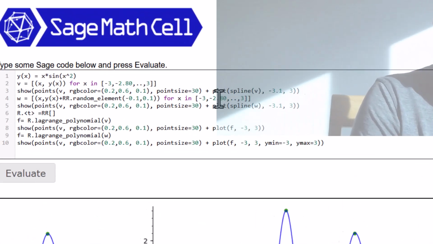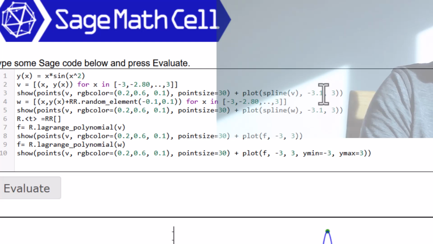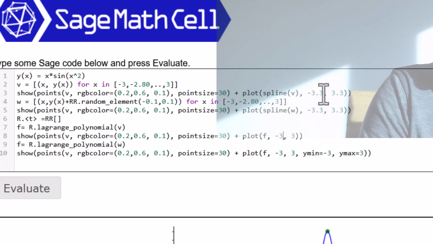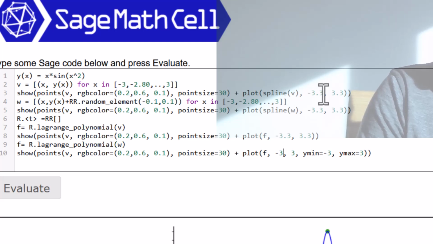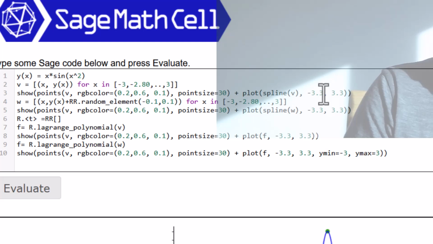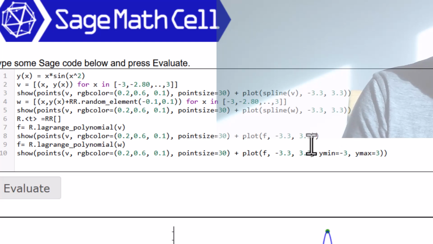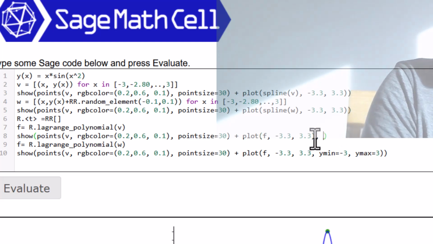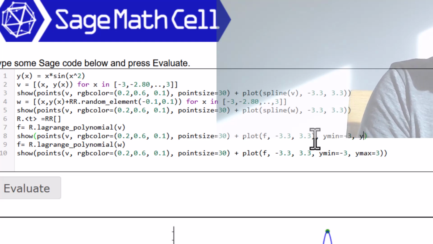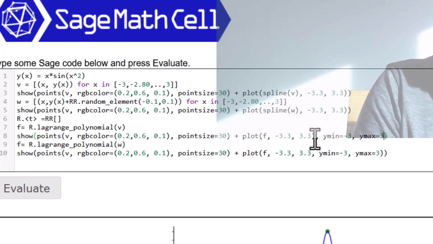So if I instead say, do it this way, 3, 3. See that with the wiggled one, I'm already cutting off the things, and I will do the same here. Y min equals minus 3, y max equals 3.